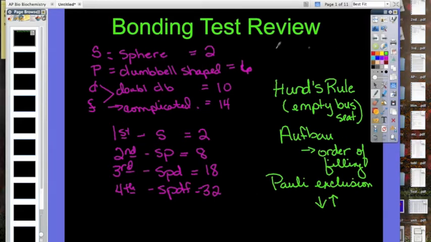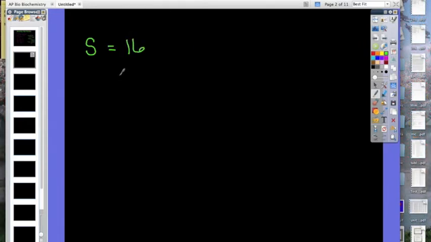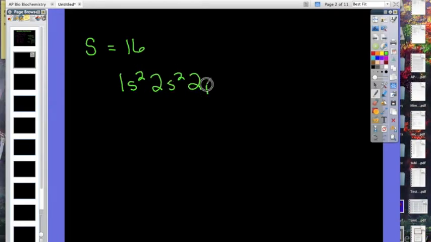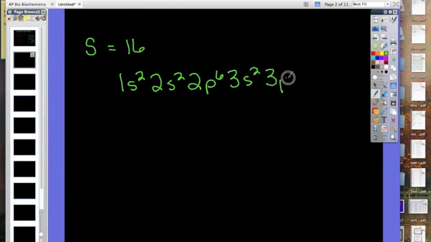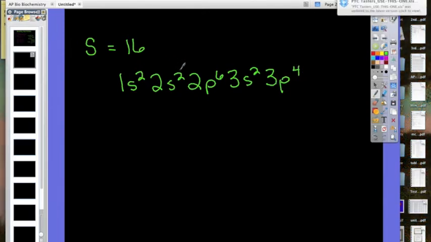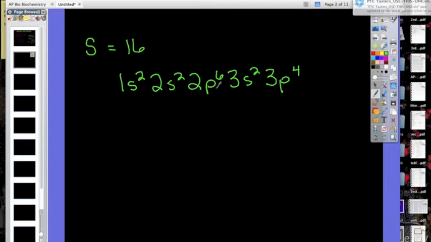So if we're doing an electron configuration for, let's say, sulfur. Sulfur is element number 16. So we would go 1s2, 2s2, 2p6, 3s2, 3p4. That gives us 2, 4, 10, 12, and then that gives us 16 electrons. So this would be the longhand electron configuration.